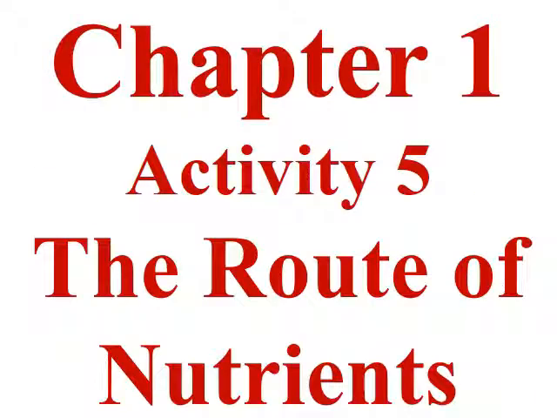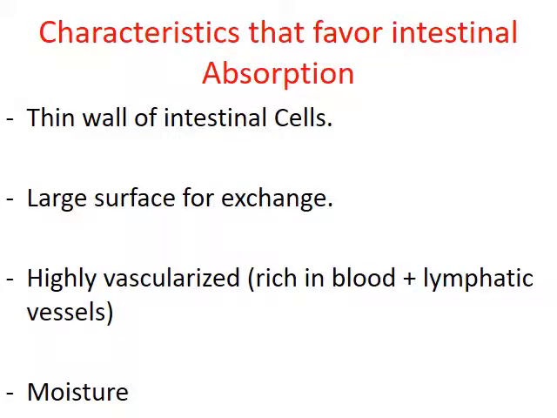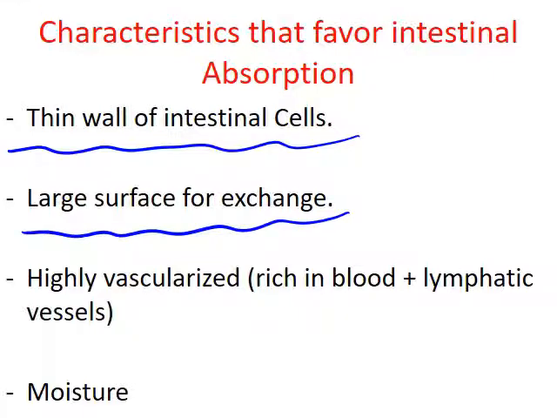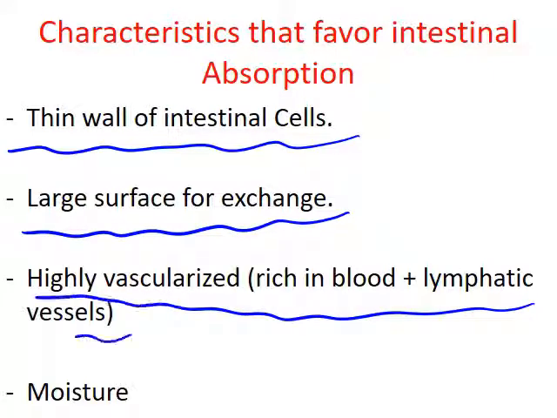The routes of nutrients, activity 5. We have to study the characteristics that favor intestinal absorption. We have a thin wall of intestinal cells, a large surface for exchange, highly vascularized, meaning rich in blood vessels and lymphatic vessels, and finally its moisture.